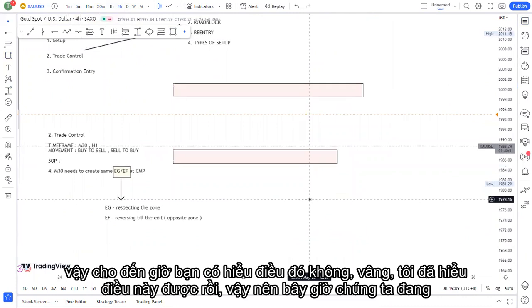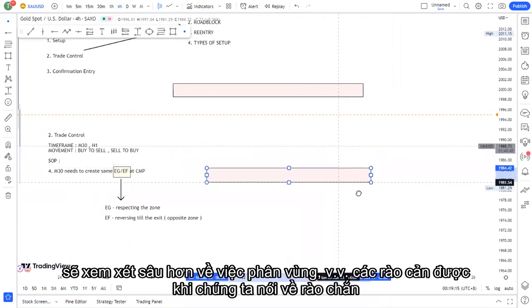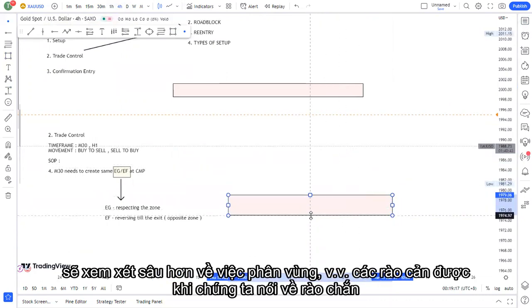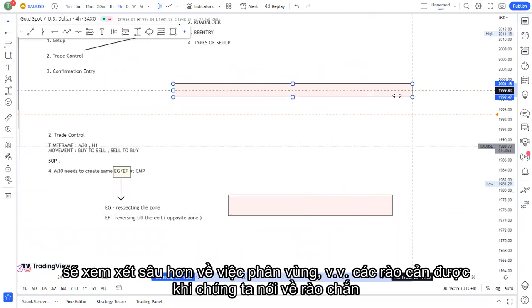So far, do you understand it? Yes, I understood this. Okay, good. So right now we are going to look more deeply into zoning.